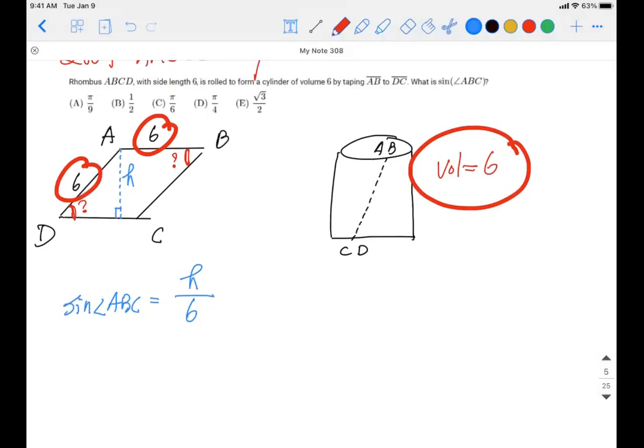So maybe I'll give you 30 seconds. Think about it. How can I use these two conditions to yield a value for H? Maybe we're going to ask Alex to give us some ideas. I see Alex already has some ideas. Yeah, maybe you can talk.